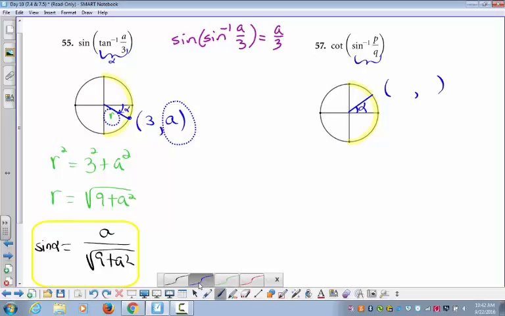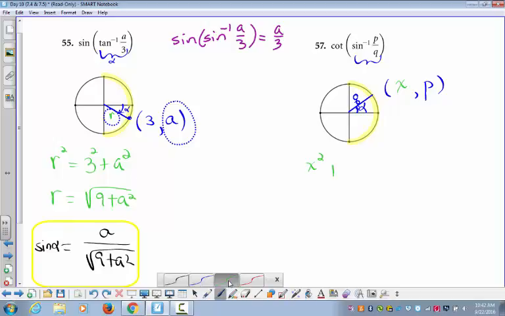So what are we going to do with the three options here? If the sine value of this angle is p over q, where should I put the p, where should I put the q? What should go in the x-coordinate? Unknown. What should go in the y-coordinate? P. What should go in the hypotenuse? Q. Right? Sine is y over r. So the sine value of that angle is p over q. And we don't know what x is, so we find it.